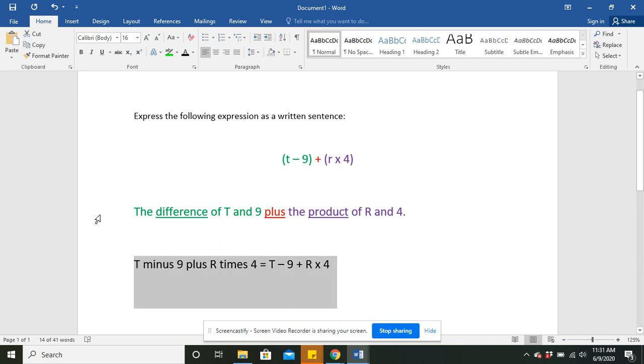Do not just write each operation as an action word. Focus more on choosing the nouns that could show the group versus the actual actions or operations.